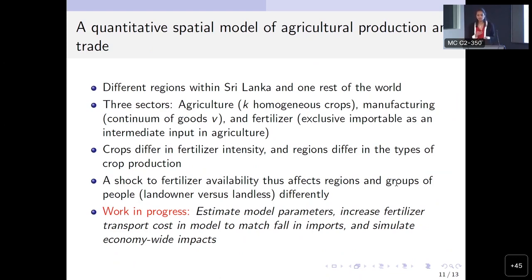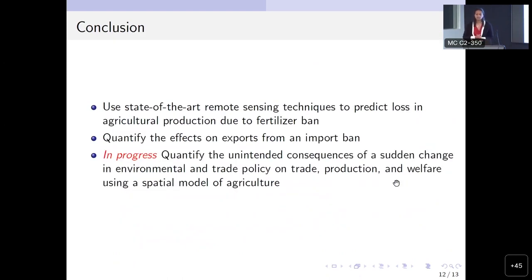In the model, the crops differ in fertilizer intensity and regions differ in the types of crops they are producing. And this is how a shock to fertilizer availability affects different regions and different groups of people differently, because they all differ in the types of crops they produce, which in turn differ in how fertilizer intensive they are. So right now we're in the process of estimating the model parameters. We do a simulation where we increase the transport cost in the model to match the fall in imports and to understand the economy-wide welfare impacts. Yeah, so that's what we have today. Thank you very much.